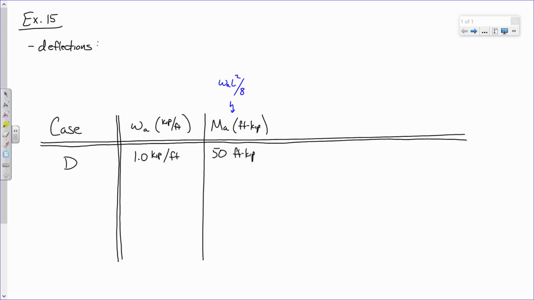Now, I want to ask you all, what's the danger moving forward with other types of problems with just saying MA is wL squared over 8? Exactly. This only works if it's a simply supported beam subjected to a uniformly distributed load. So if you have point loads on the beam, then it's not wL squared over 8. For point loads, it would be PL over 4. What if you have distributed loads and a point load on there? So you have to combine the two.